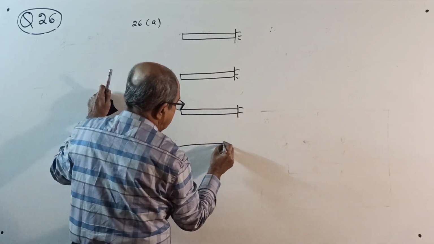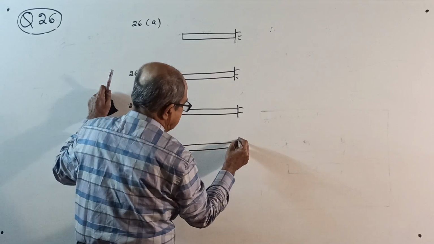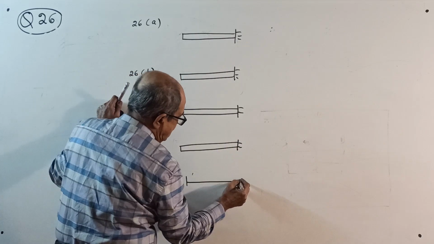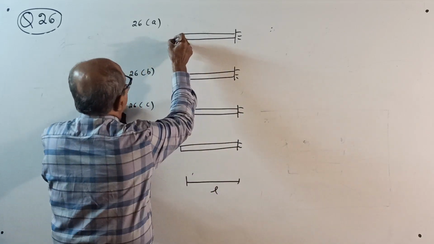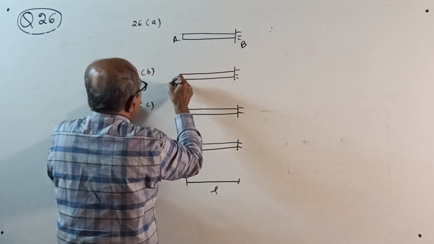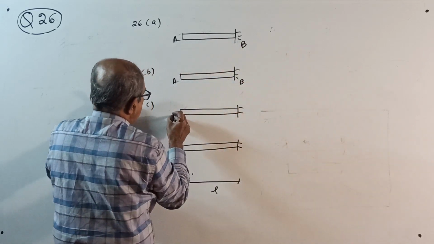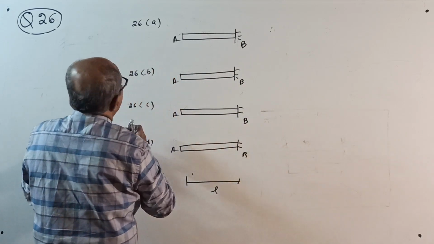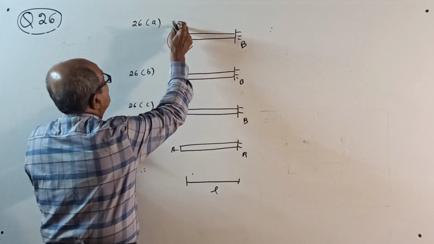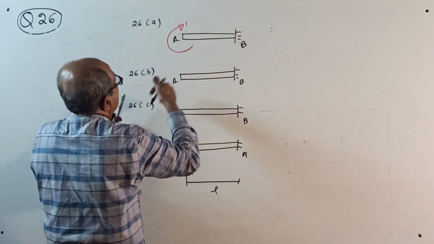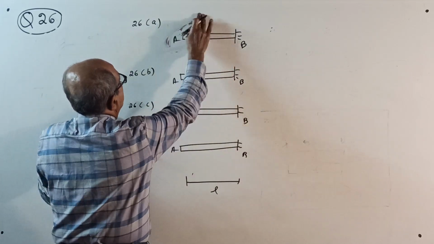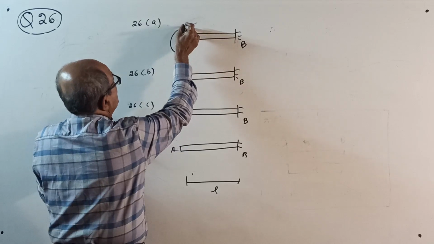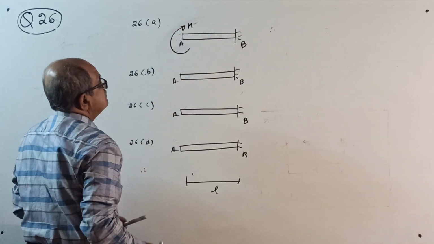For all the questions, if you take the right side fixed, then the span is everywhere length L. Don't waste space. Left side is A, right side B. First question: clockwise moment M at the free end. This is not red color, this is black color. Why? It is an applied moment.